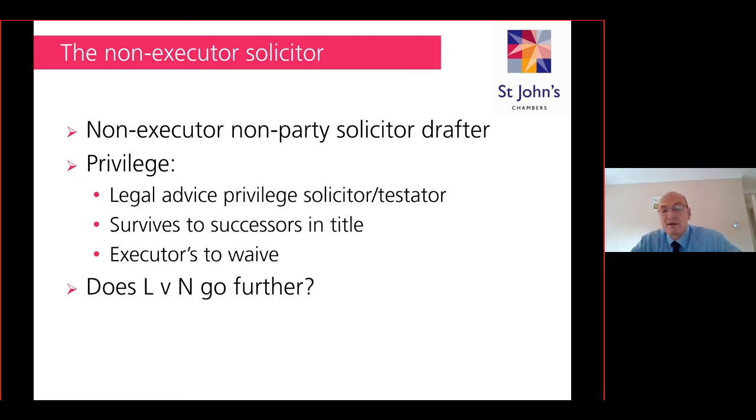Now, the difficulty about Larke and Nugus, I think, is it's not clear at all whether Larke and Nugus unsettles that position. And by that, I mean that it's not clear whether Larke and Nugus is simply a case where an executor enjoying privilege is expected to waive it in respect of the will drafting, or whether it goes further and effectively establishes that there's no privilege assertable in the first place. Two very different things, of course.